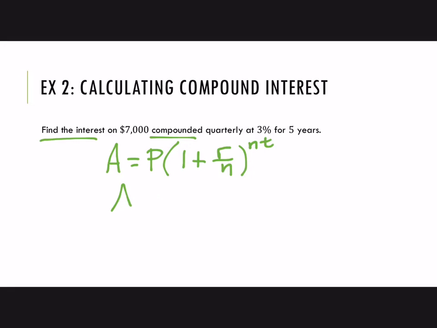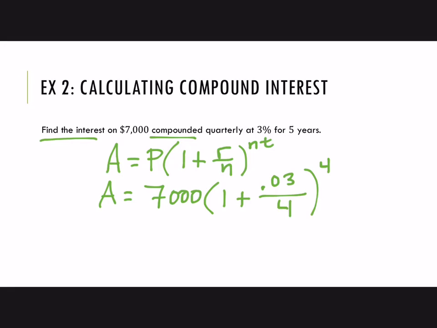Okay, so we don't know the amount. We do know the principal. It's $7,000. We do know the rate, 3%, so 0.03. All right, n, what is n? Well, it's the number of times per year that interest is compounded, and in this case it's quarterly, so n is 4. And then the time period, which is how long this money is invested for, is 5 years. So times 5.